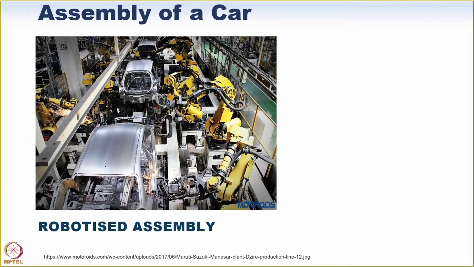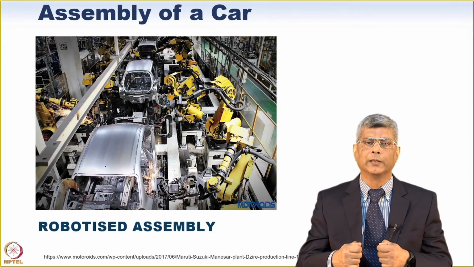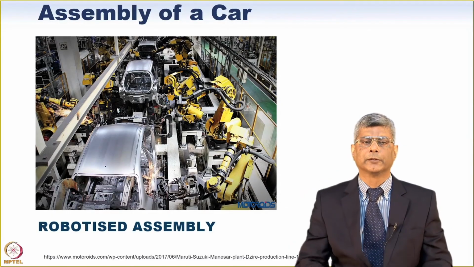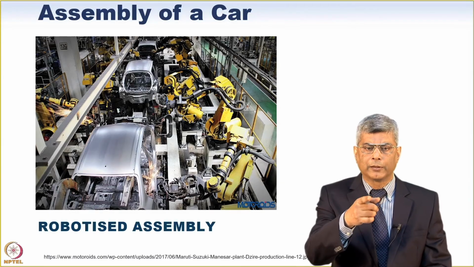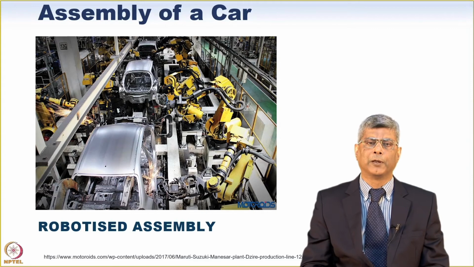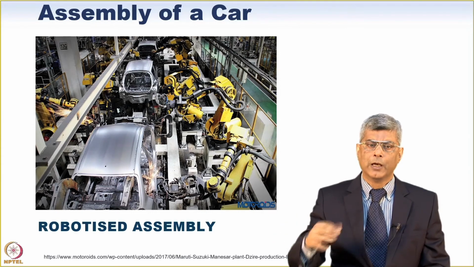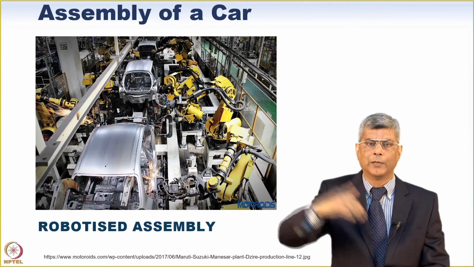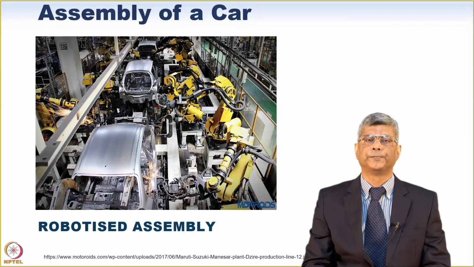But a lot of the modern plants are robotized. So there is actually no human being putting in the components. They're all robots, and you can see a picture of those robots. Now, these robots are not the ones that you may have read about or looked at pictures of, robots who look like human beings. No. These are still robots which are arms which are coming in and assembling different parts of the car.